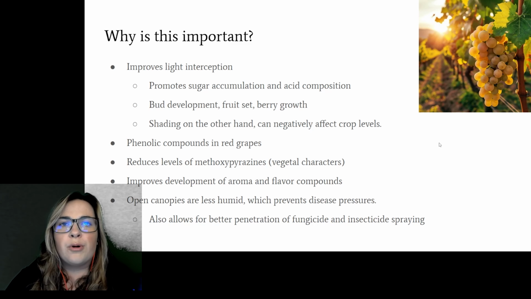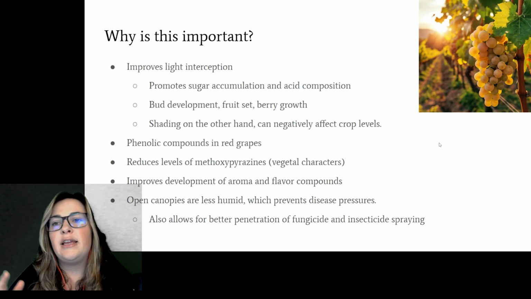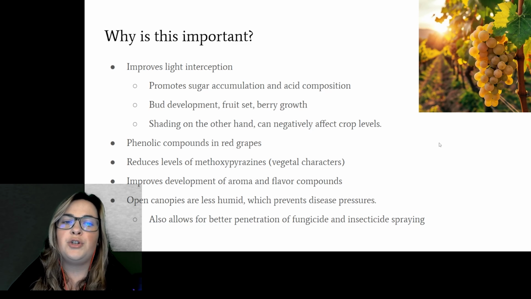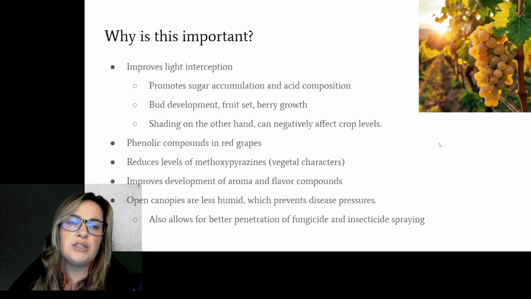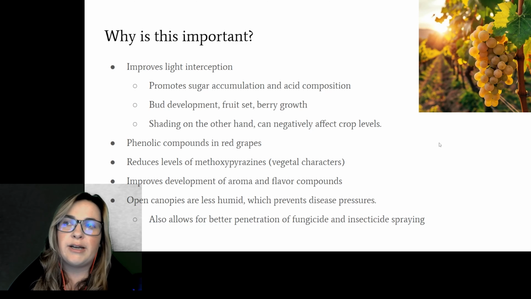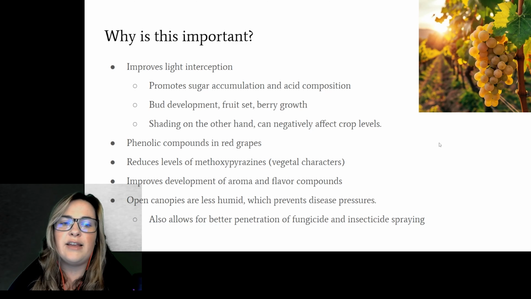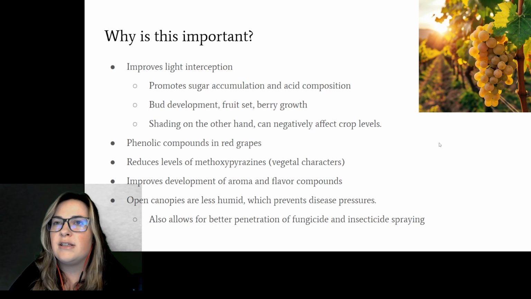It's important to manage the canopy because, one, it improves light interception. Light coming in and hitting the fruit will help sugar accumulation, acid composition, bud development, fruit set, and berry growth. On the other side of that, too much shading can negatively affect your crop levels. The phenolic compounds are going to accumulate much nicer in the red grape varieties if they have sunlight versus ones that don't. It'll also reduce your levels of methoxypyrazine, the bell pepper or vegetal characteristics that we get sometimes in varieties. So it can help reduce that.